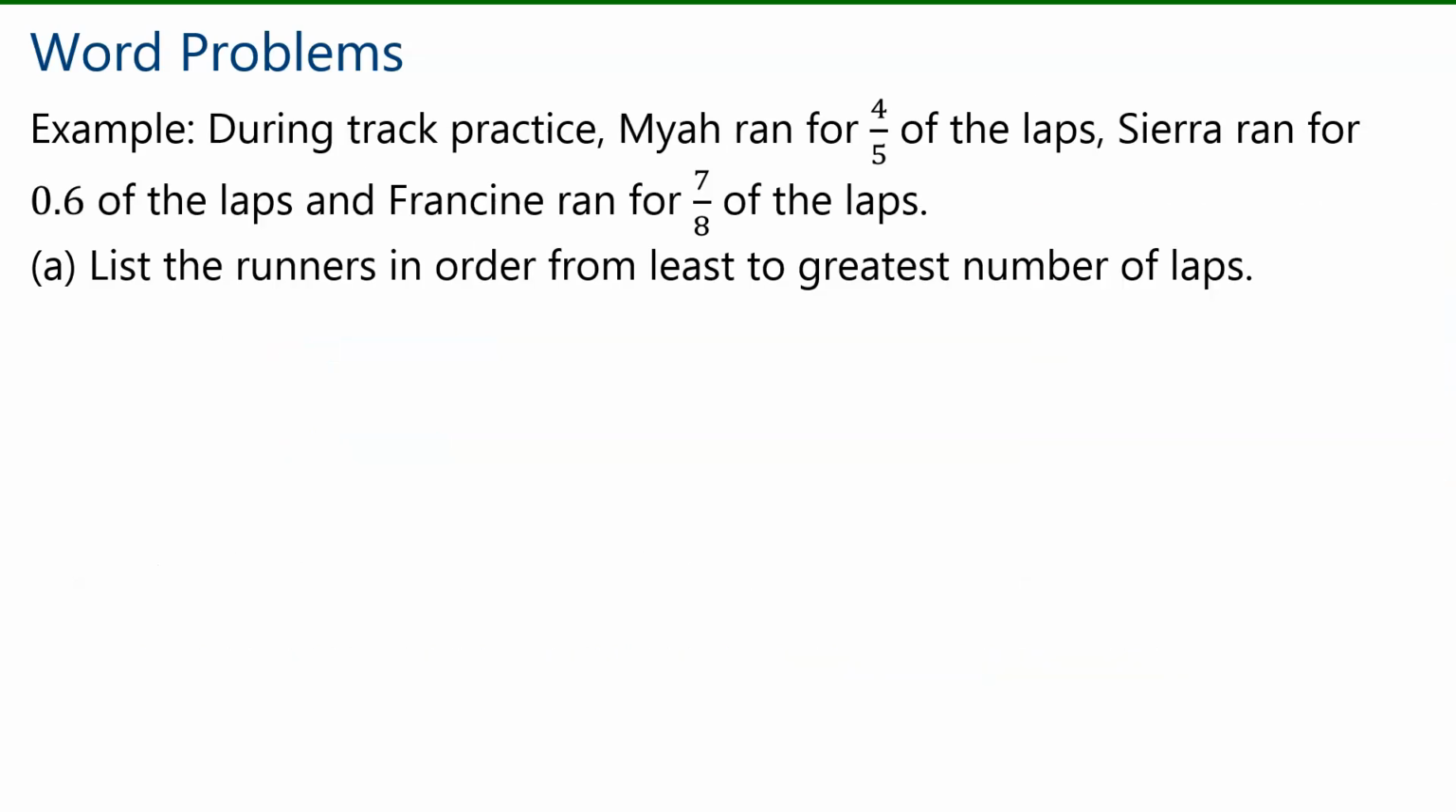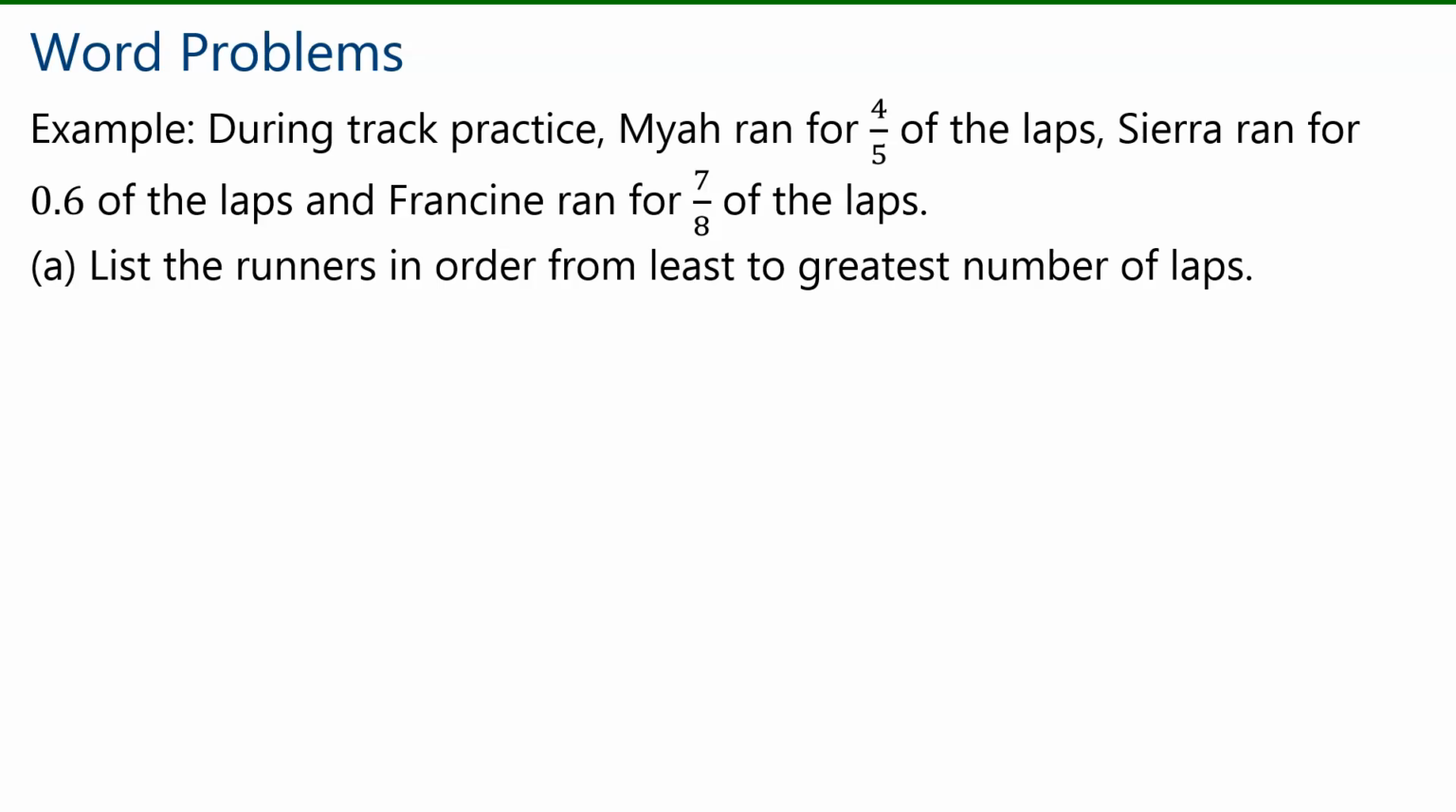Now for this next word problem, it says, during track practice, Maya ran for 4/5 of the laps, Sierra ran for 0.6 of the laps, and Francine ran for 7/8 of the laps. We have to list the runners in order from least to greatest in terms of the number of laps. So 2 of the numbers given here are in fractional form and 1 is in decimal. So let's change 0.6 to a fraction.